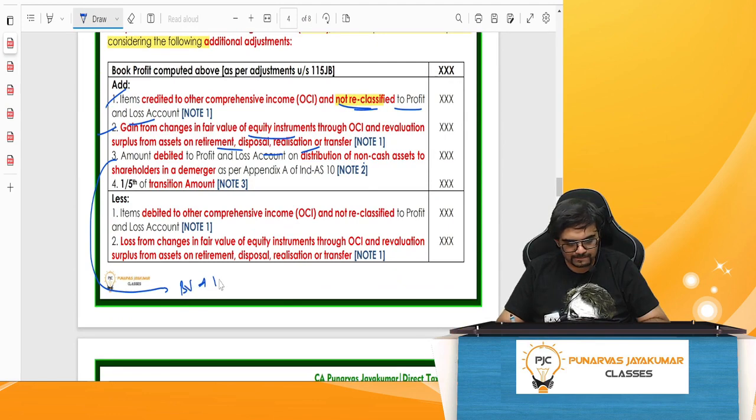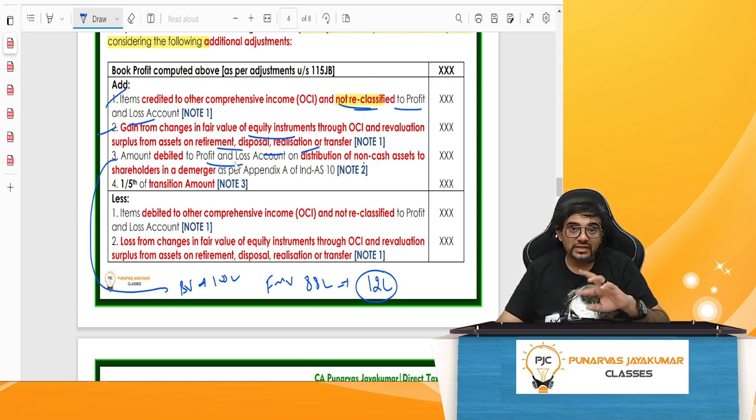Book value 100 lakhs, FMV 88 lakhs, right? So, what will I do with that 12 lakh? So that 12 lakh, my dear friends, is an amount debited to P&L account that has to be added back. It has to be added back.